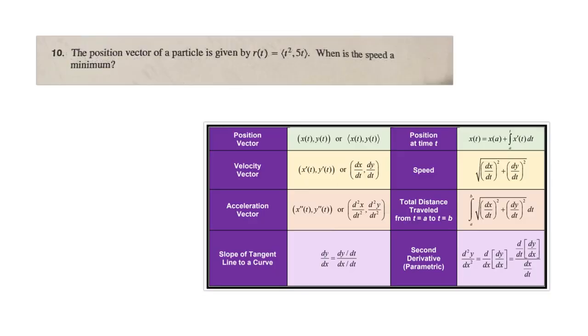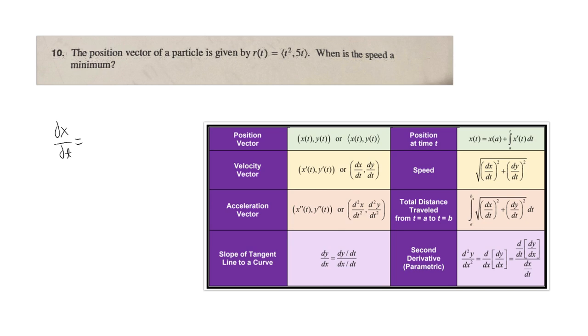The position vector of a particle is given by r of t equals t squared, comma 5t. When is the speed a minimum? So what we could do is recognize that we're dealing with speed, so we would be dealing with this structure right here. Since we want to figure out when the speed is a minimum, we could take the derivative of this and then set it equal to 0, and then do a sign chart from there. So that's a way to go. If we're going to use this, we're going to have to do dx over dt and dy over dt. So let me write that off to the side.